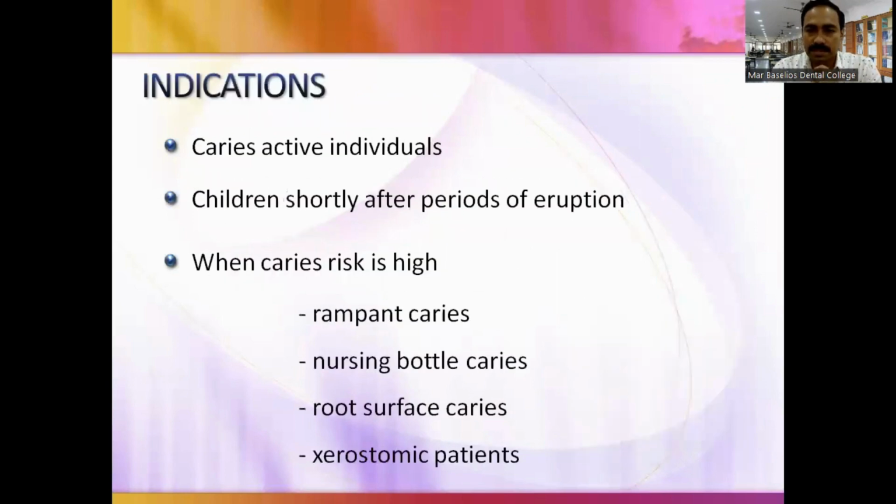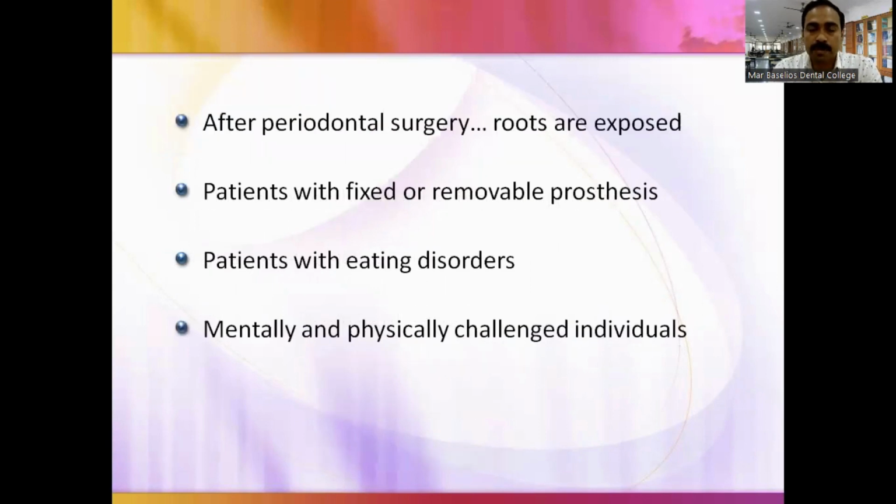Now what are the main indications? It is indicated in caries active individuals, children shortly after periods of eruption, or when the caries risk is high, like rampant caries, nursing bottle caries, root surface caries, or xerostomic patients where the salivary flow is very less and the caries risk is very high. Even after periodontal surgery when the roots are exposed, or patients with fixed or removable prosthesis, patients with eating disorders, and even mentally and physically challenged individuals, there the indications are there.